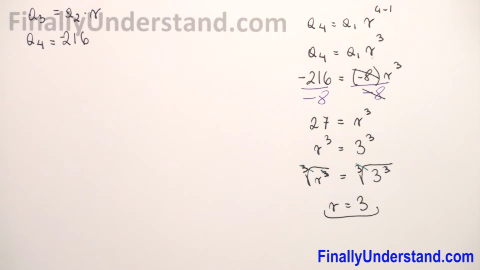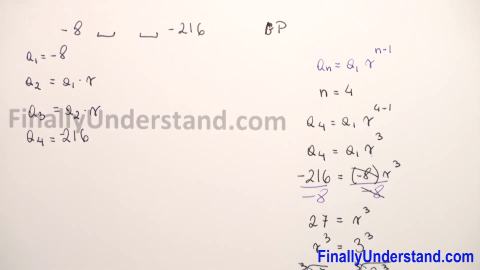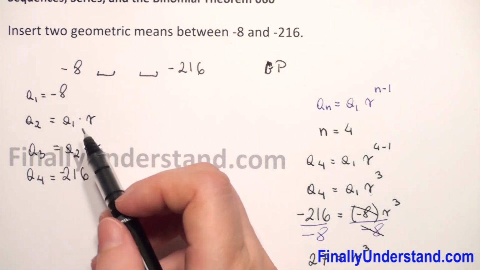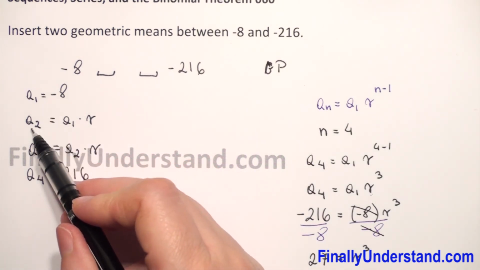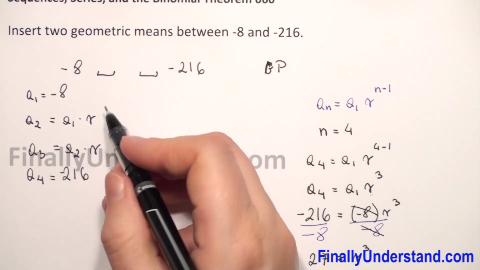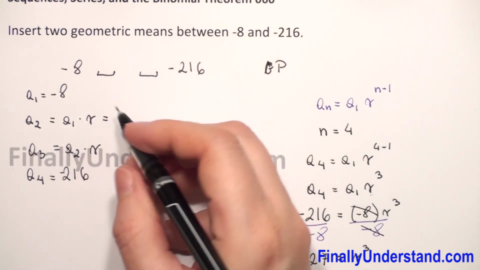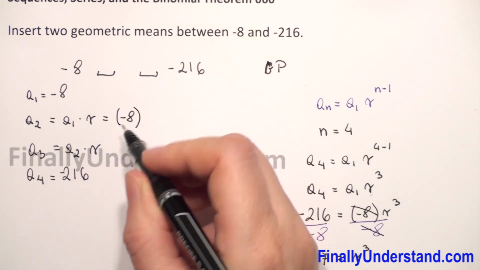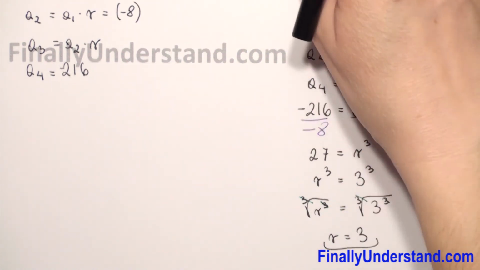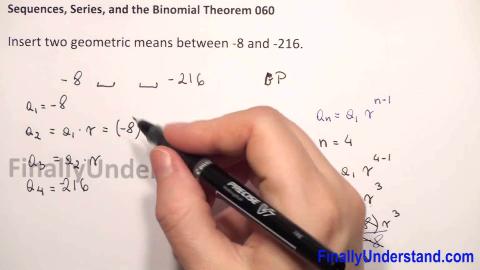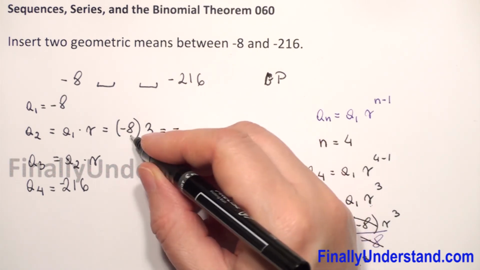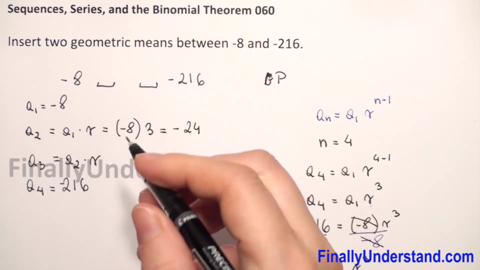So now it will be very easy to find these two geometric means. Like I said, we have A1, so A2, because this is a geometric progression, is A1 times r. A1 is -8. R, we found that this is 3. So we have times 3. Negative times positive, so it will be negative. 8 times 3 is 24.